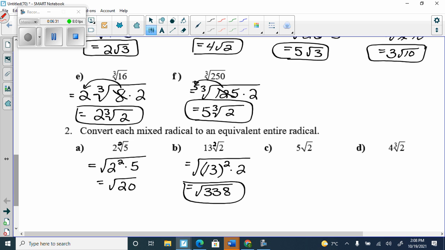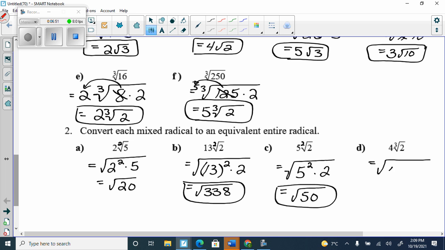C and D, try them out. So this one you're going to bring in as 5 squared times 2, which is 50. Square root of 50. This one you're going to have to cube it, right? 4 cubed times 2, which is 128. Now don't forget, both of these need to have little cube root symbols. If you don't keep the cube root symbol, you've actually turned it to a square root, which is totally different. So make sure you have the little 3's as your indexes.